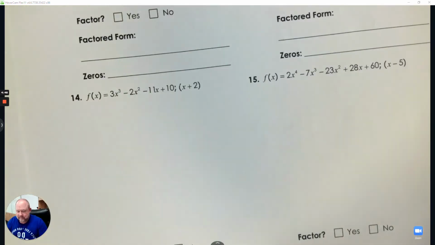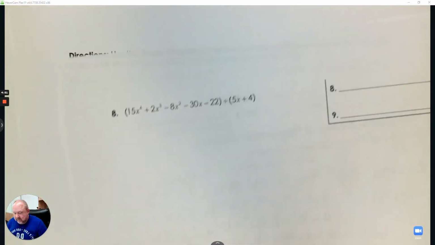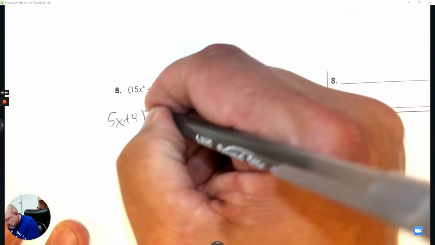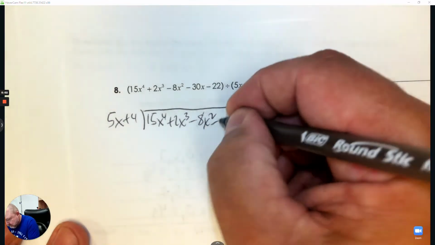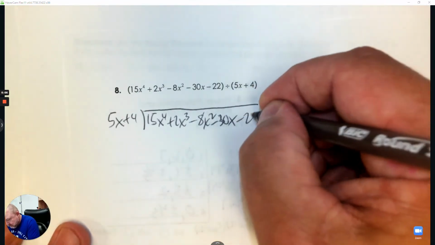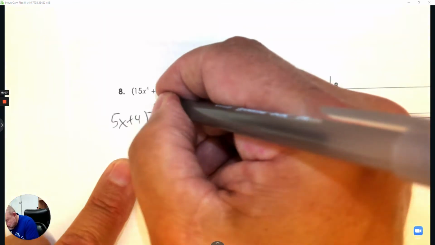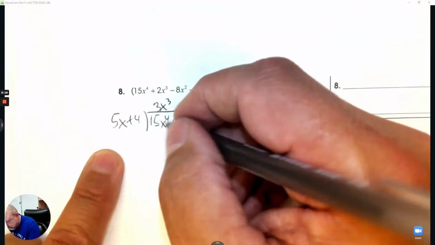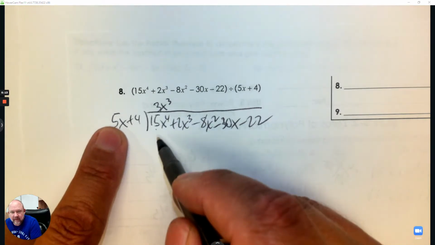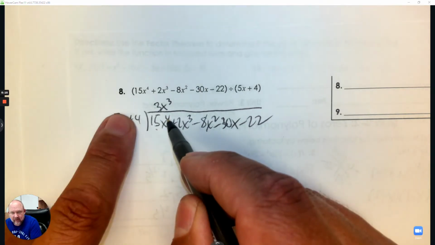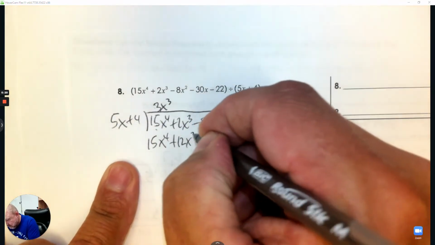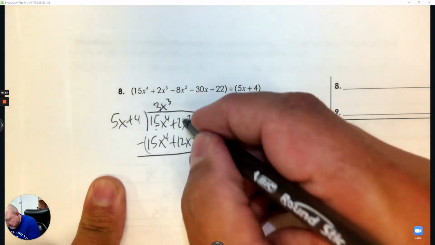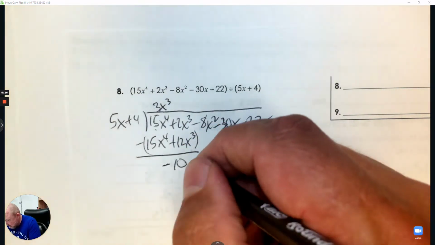All right, turn the page. This one I have to do long division. It's not a simple linear divisor. So make sure we don't have any missing powers, and then start dividing. So leading term divided by leading term, so 15 divided by 5, and then subtract the exponents. Now multiply. So that's 12x cubed. And then the remainder, so it's 2 take away 12, that's negative 10.